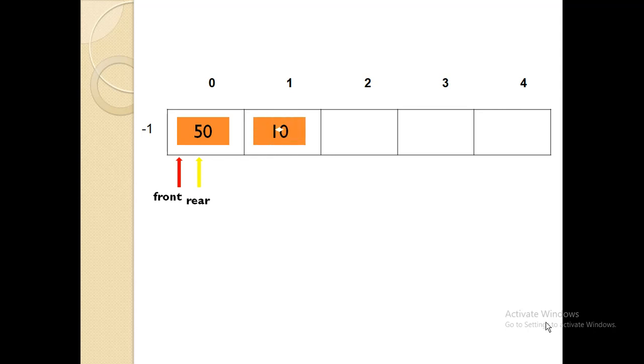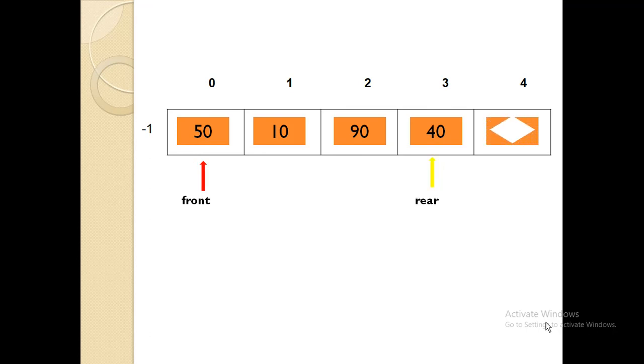Now again one more element 10 is added to queue and rear pointer is incremented. Again element 90 is added to queue and rear pointer is incremented by 1. 40 is added to queue and rear pointer is incremented. That means at each addition the rear pointer is incremented by 1 and the element is added. So here element 30 is added to queue.